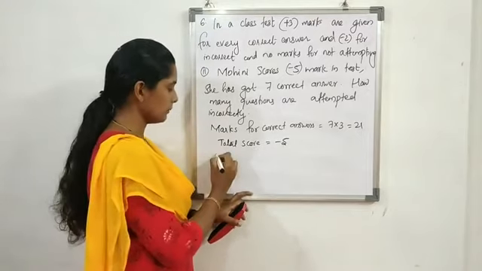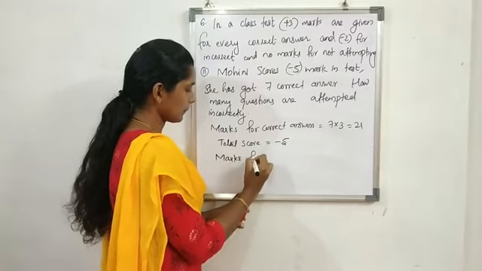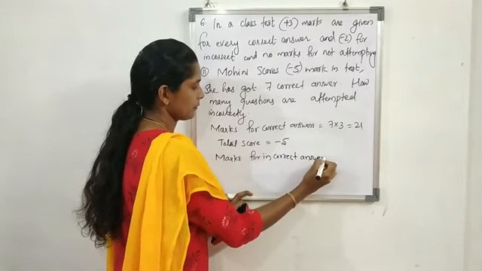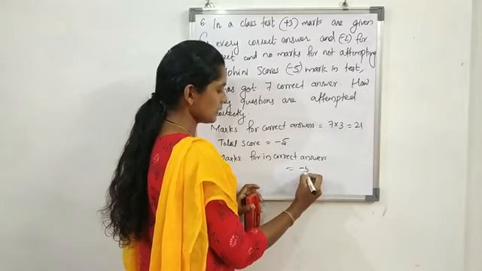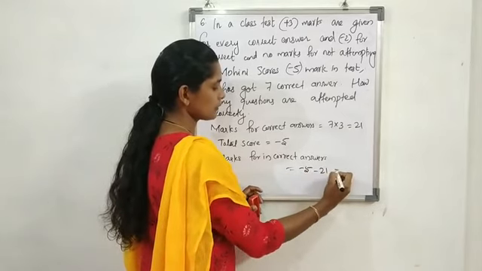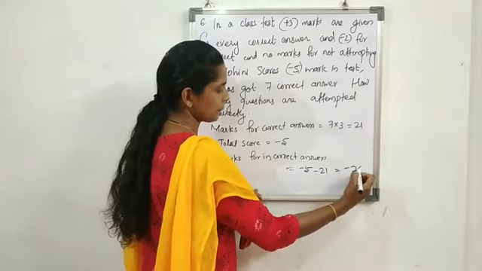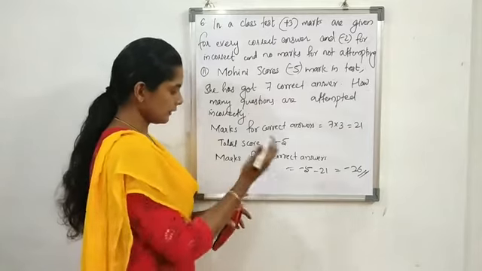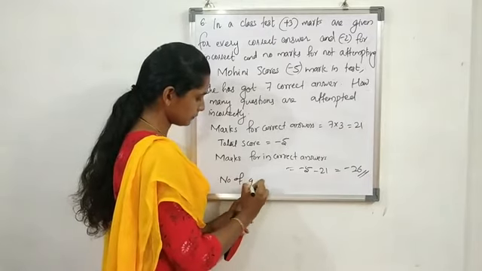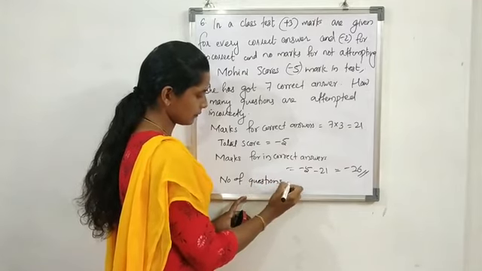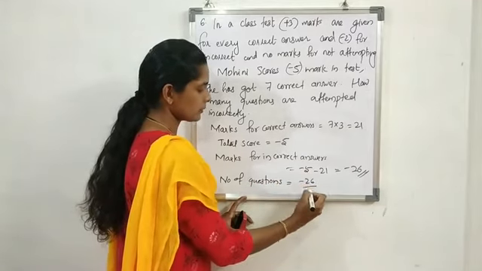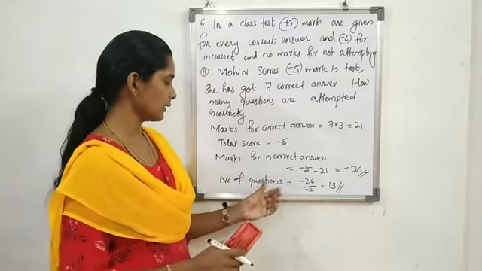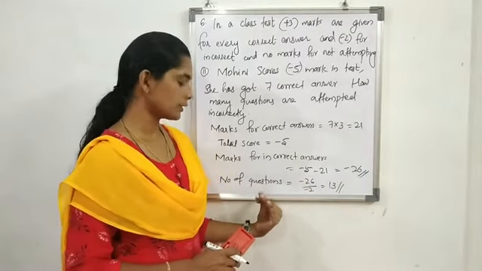Then we have to find the marks for incorrect answers. That is equal to total score minus 5, from which we have to subtract this 21. Minus 5 minus 21 is minus 26. Okay, minus 26 is the marks for incorrect answers. Then we have to find the number of questions. The number of questions is minus 26 by minus 2, that is 13. How many questions are there? 13 questions you attempted wrong.